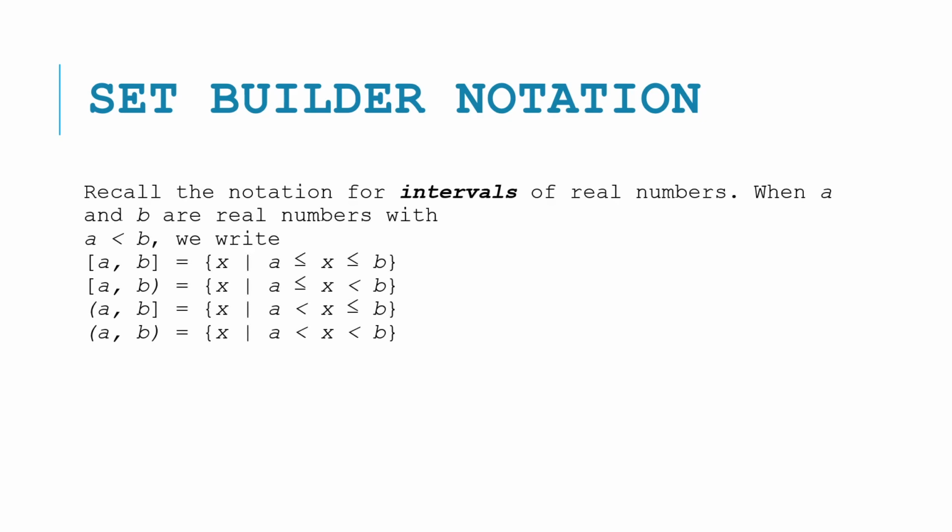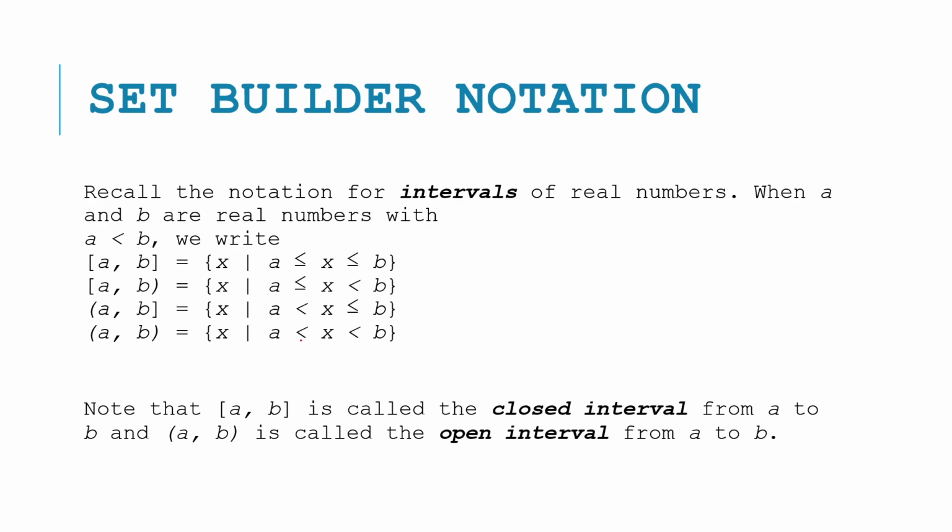Okay. For set builder notation, we also have to recall that the notation for intervals of real numbers differ when we use brackets or parentheses. When A and B are real numbers with A less than B, we write this. Now remember that if we have brackets, then this is called the closed interval from A to B. And when we have parentheses, then this is called the open interval from A to B.